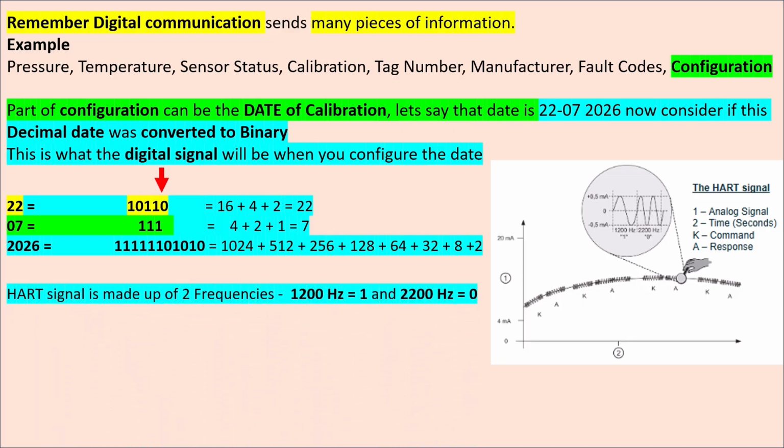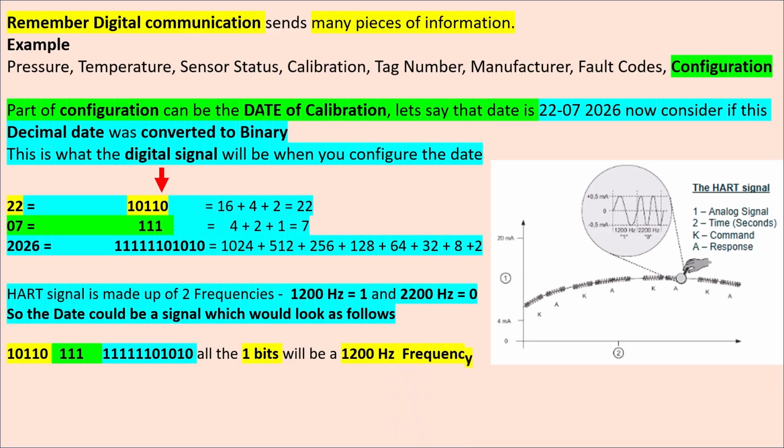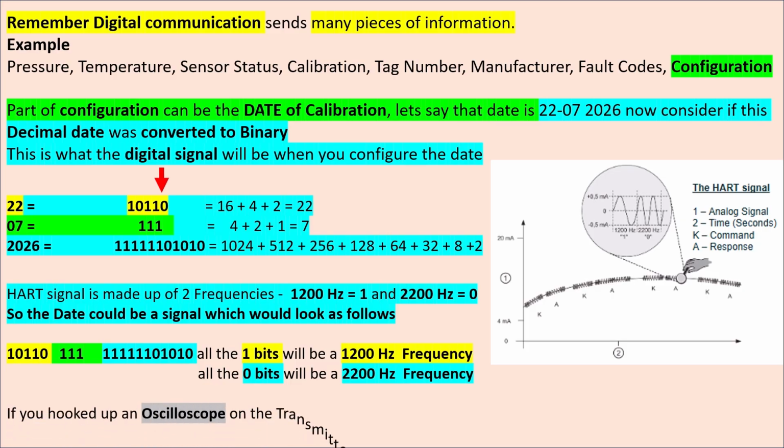HART signal is made up of two frequencies, 1200 Hz, which is a 1, and 2200 Hz, which is a 0. So the date would be a signal which would look as follows: 10110, 111, and 11111101010. All the 1 bits will be the 1200 Hz frequency. All the 0 bits will be the 2200 Hz frequency.